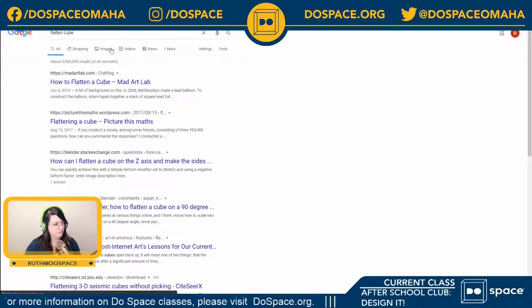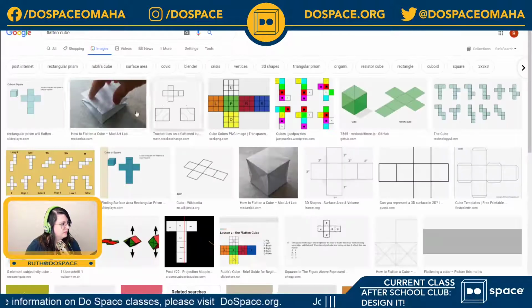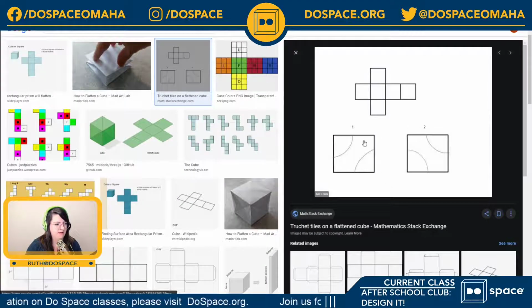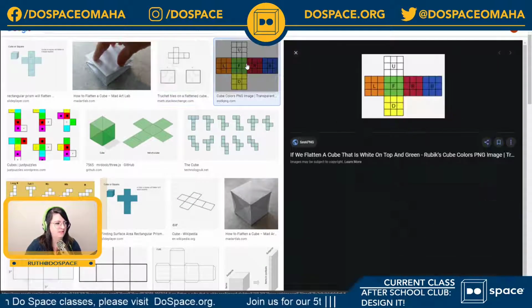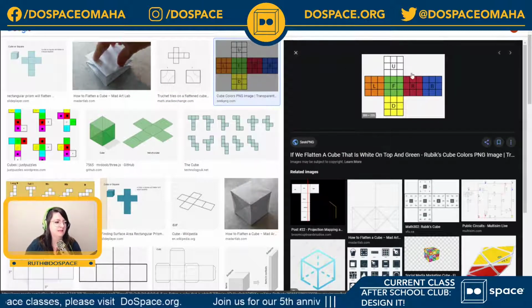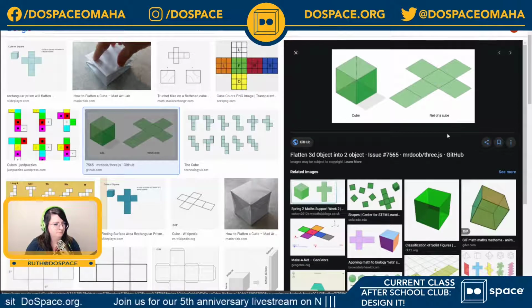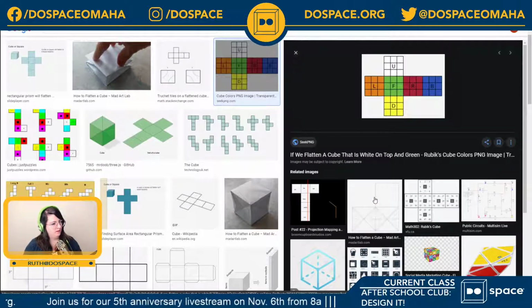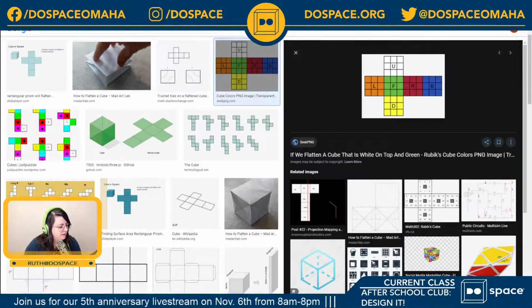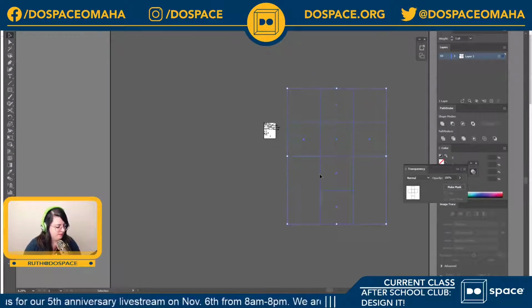Cube images. Yep, there it is. So you've got a flattened cube here with four different sides, and this would hook up how it looks when you wrap it back together. See, there it is, so that can wrap up to this. Okay. There we go.